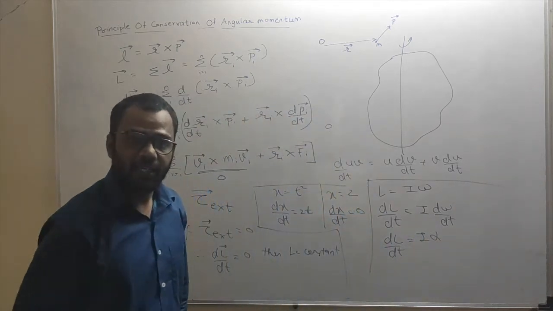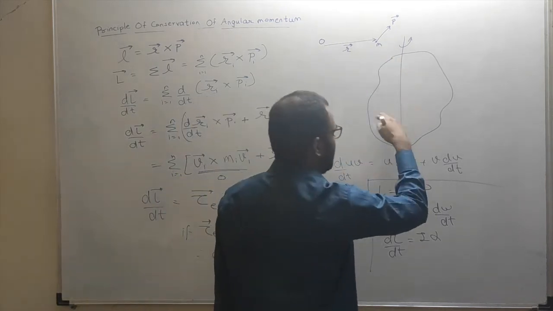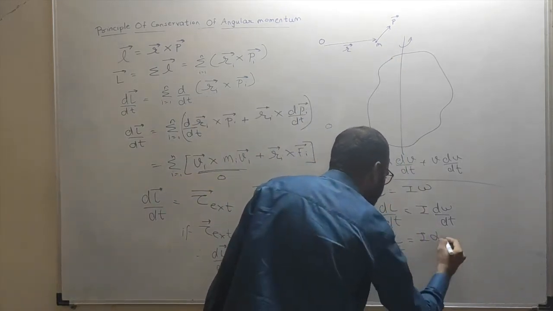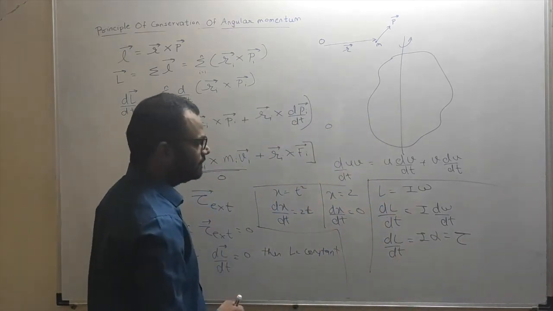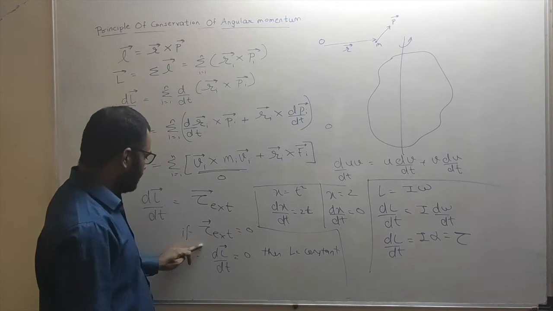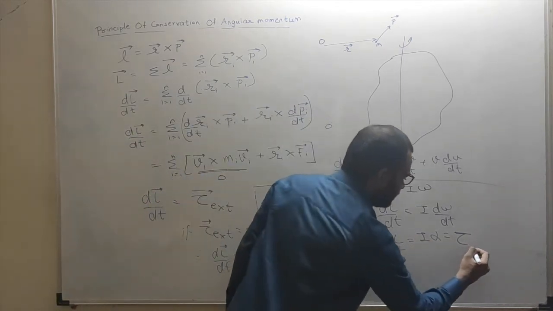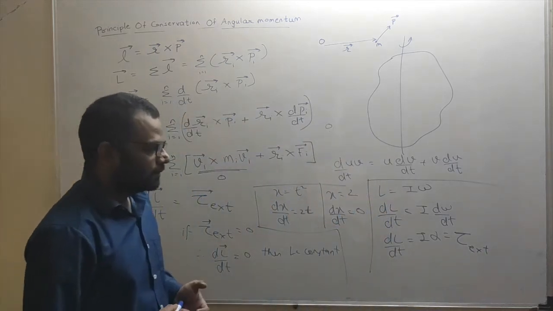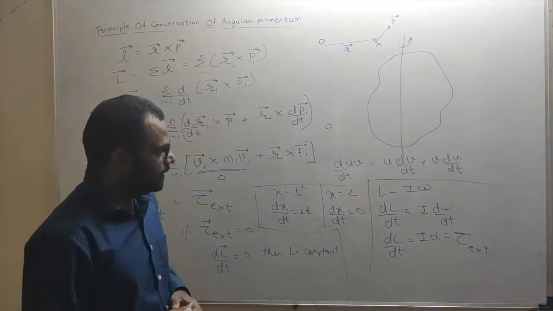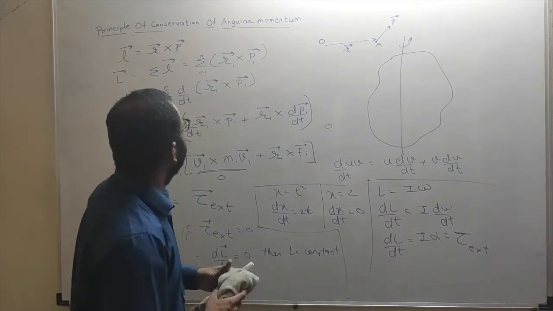And we know what is I into alpha. I into alpha is nothing but the torque acting on the body about that axis. So have you got the same result? dL by dt is nothing but the torque acting on the body. Over here we can also say external torque acting on the body. Getting this? Okay. Now look here. This has some interesting results.